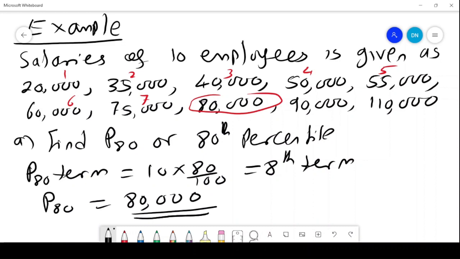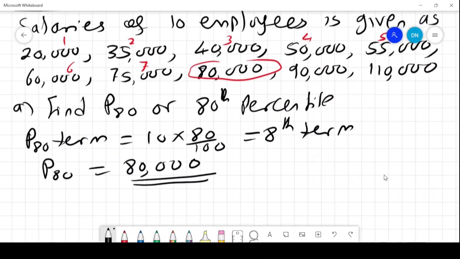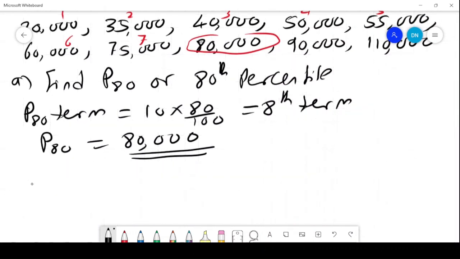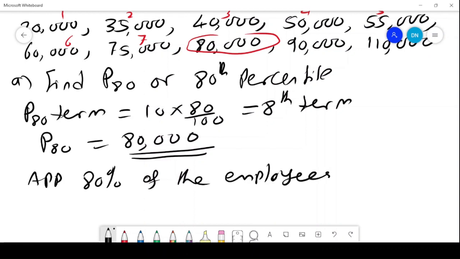So what does this mean? It basically means that approximately 80% of the employees earn 80,000 or less. That's basically what that set of information is telling us.